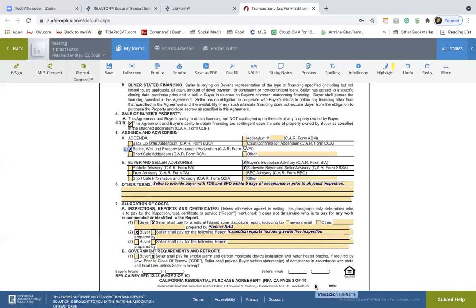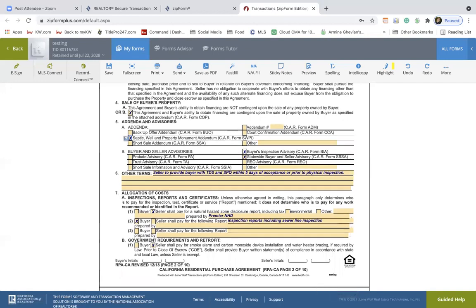Allocation of costs. This is where I see a lot of people leave things vacant. Seller shall pay for the natural hazard disclosure report, including tax or environmental. Prepared by, you can either say Premier NHD or seller's choice. Okay? Because we can't dictate who they can use, but if we know a company that has a good track record, why not put it there? And if the listing agent has their company, so be it.